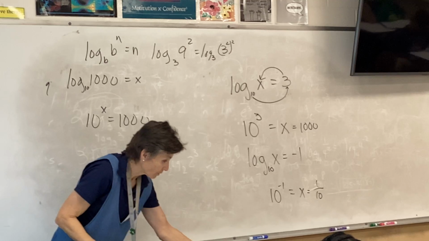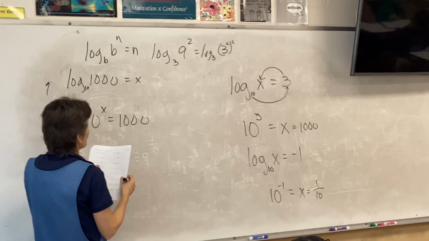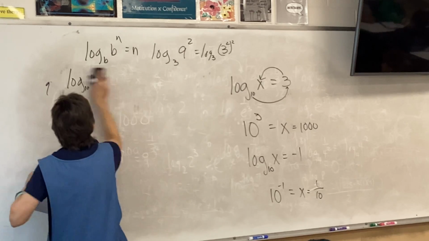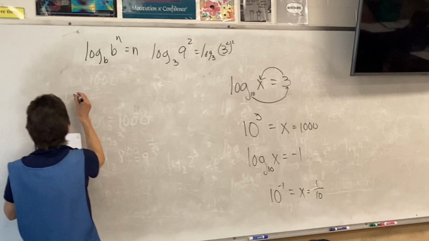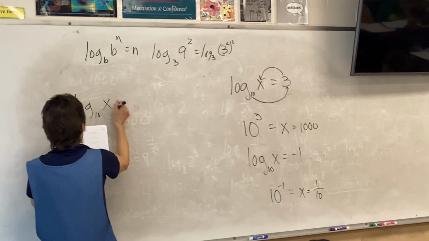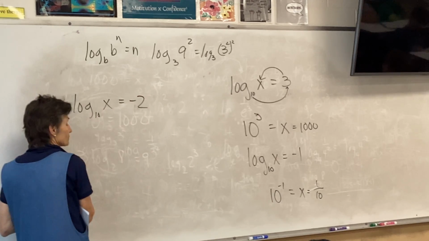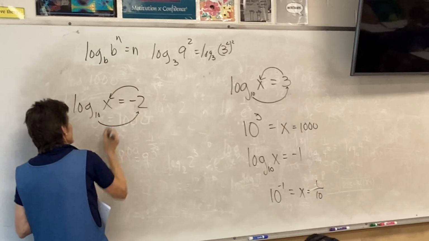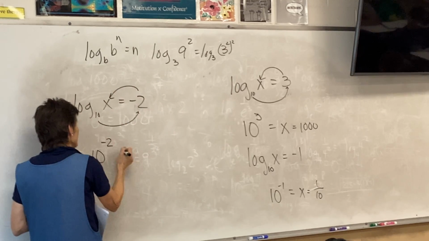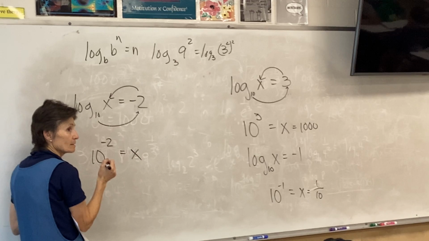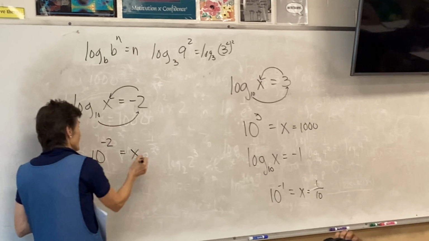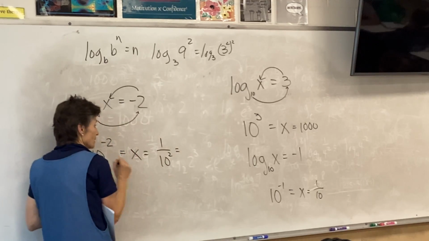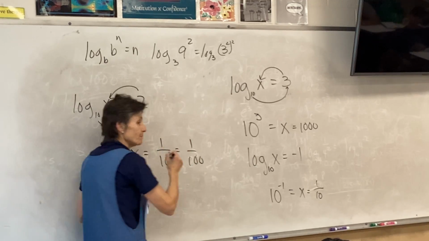All right, let's do some more. Here we go. Quit yawning. What am I ready for? C? So log base 10 of x equals negative 2. So it says 10 to the negative 2 equals x. That's 1 over 10 squared. Are you good with 1 over 100? Yep.